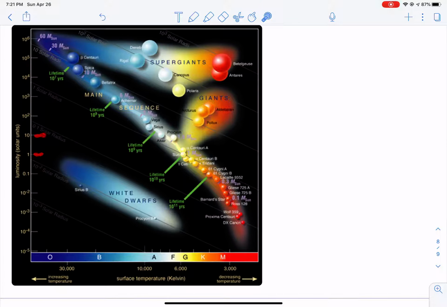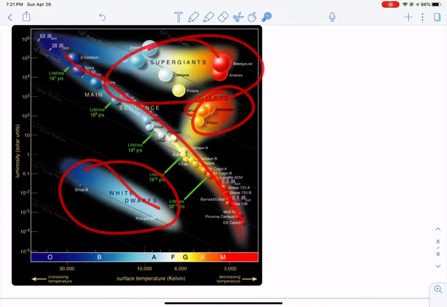This is a logarithmic scale. It may not look like it. You see 0, 1, 2, 3, 4, 5. But think about it: this is 1, 10, 100, 1,000, 10,000, 100,000, million. And then the x-axis is also measured logarithmically. Notice how this would be a 20,000 Kelvin gap, and this is a 3,000 Kelvin gap. We have our main sequence, our white dwarfs, our giants, and our supergiants.